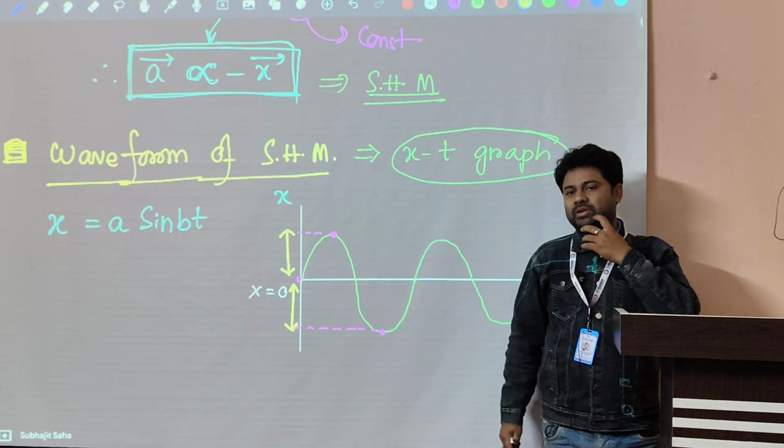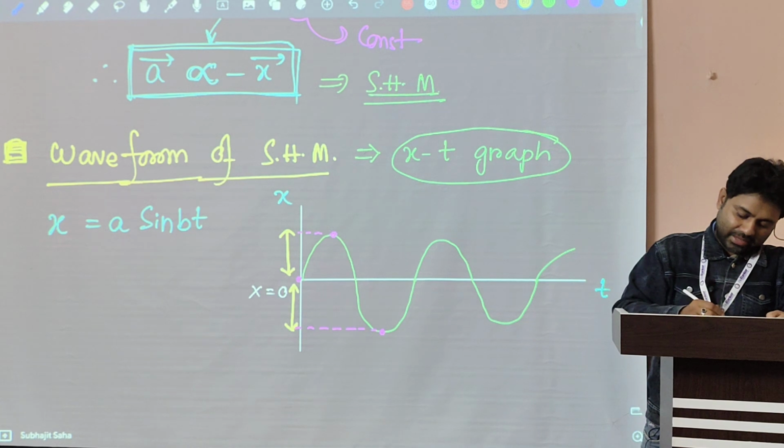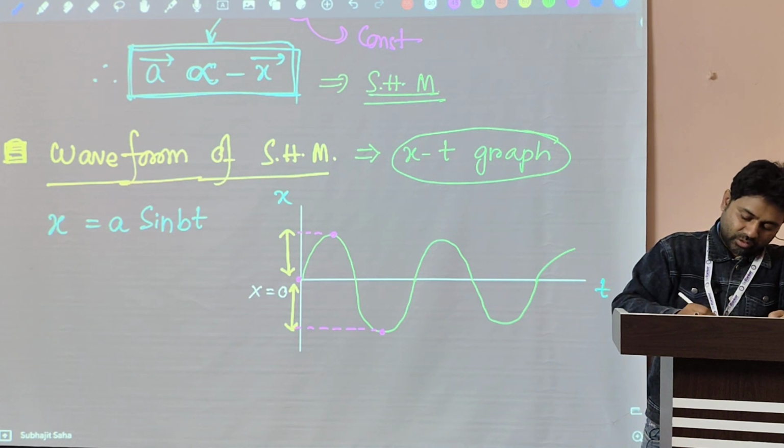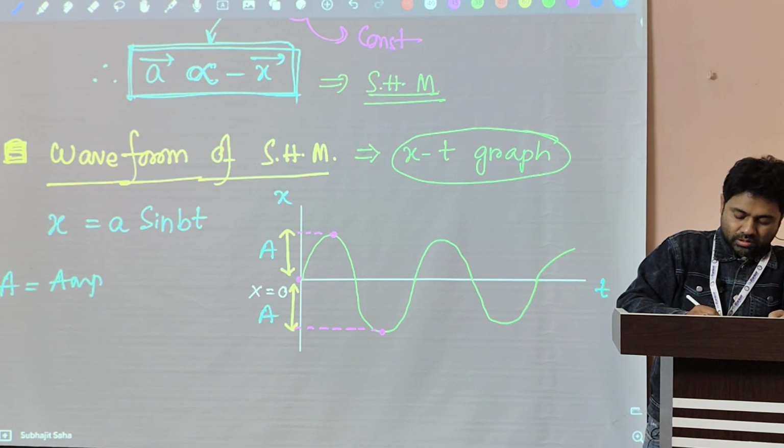These maximum displacements of the particle are called its amplitude and marked by letter A. So the yellow line really is the amplitude of the particle. A equals to amplitude of the particle.